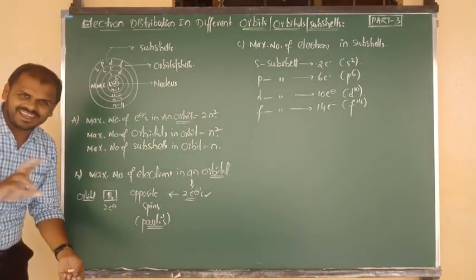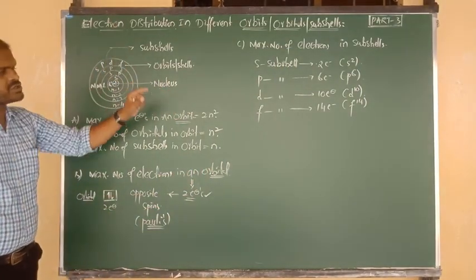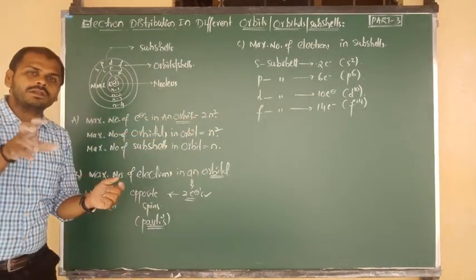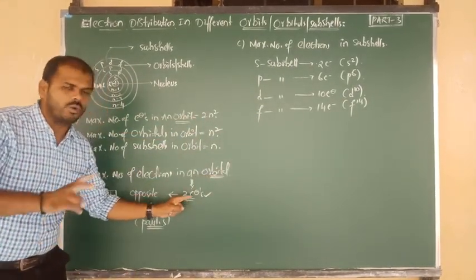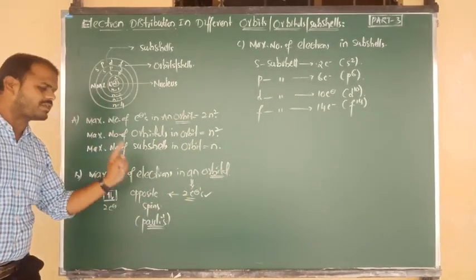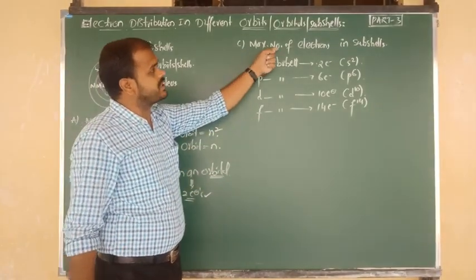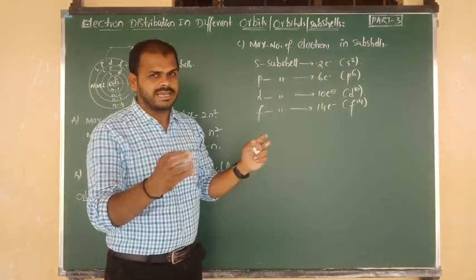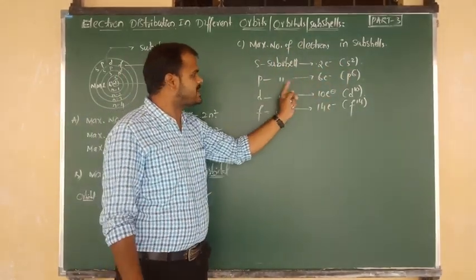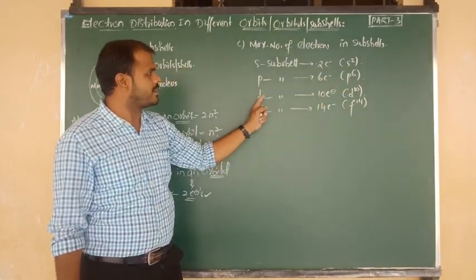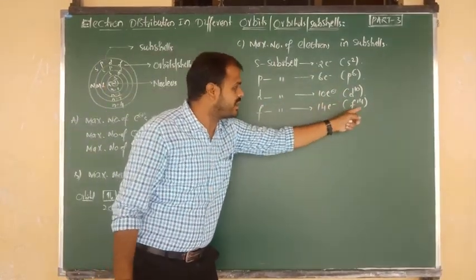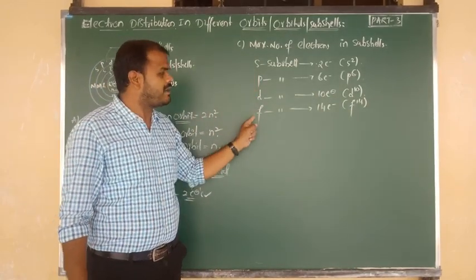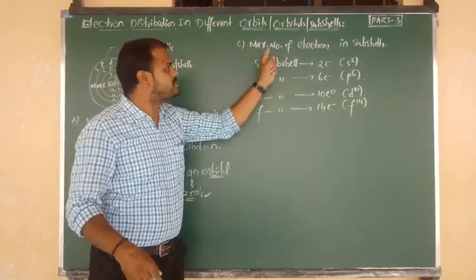So once again, clear cut. How the electrons are distributed in orbits is calculated by 2n square. Electrons distributed in an orbital are only 2, always with opposite spins. In subshells, 2 electrons are distributed into S, 6 electrons into the P subshell, 10 electrons into the D subshell, and 14 electrons into the F subshell. S, P, D, F are not orbitals, they are subshells.